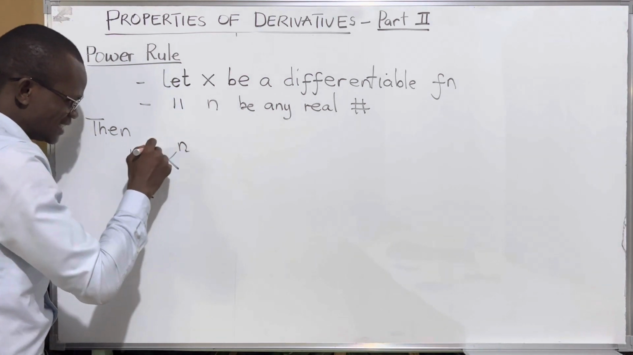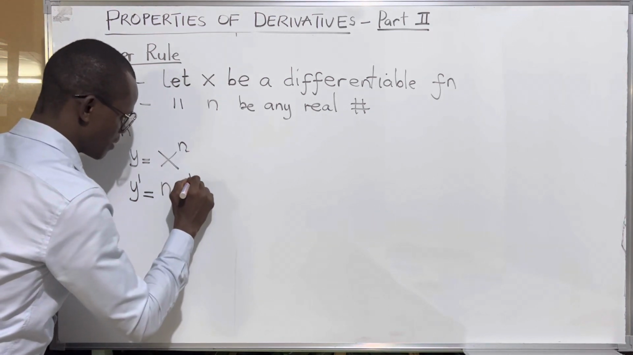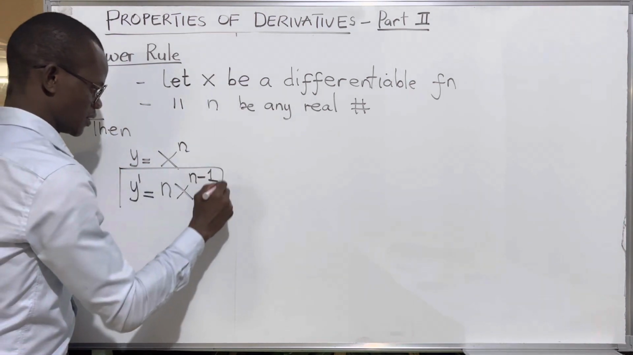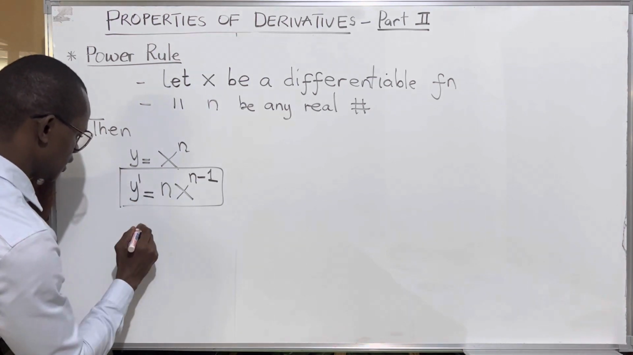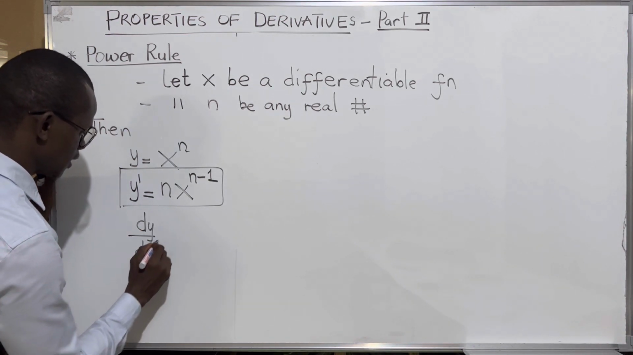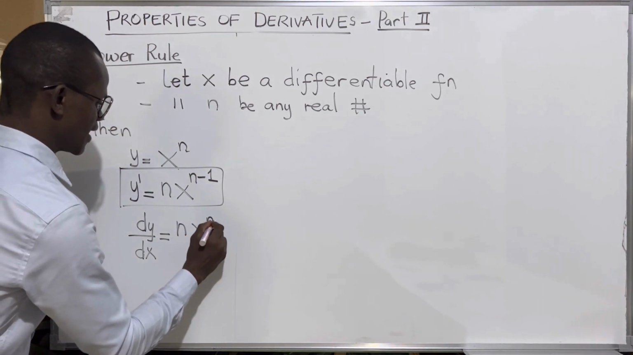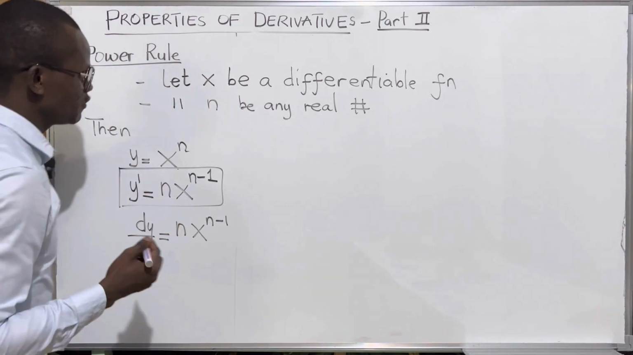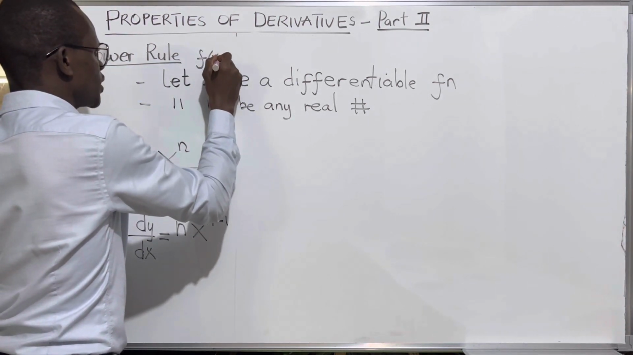Now we drop this n and we rewrite x and subtract 1 from n, n minus 1. If you want to use other notations, you can say dy by dx is just equal to n x raised to the power n minus 1. That's it.